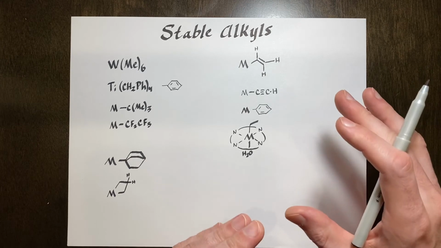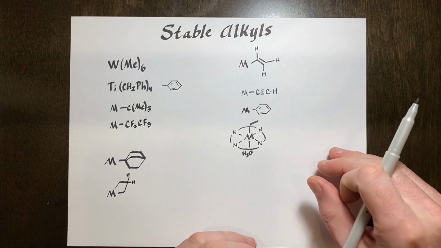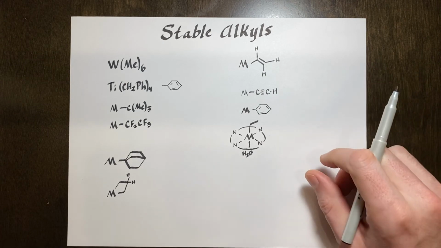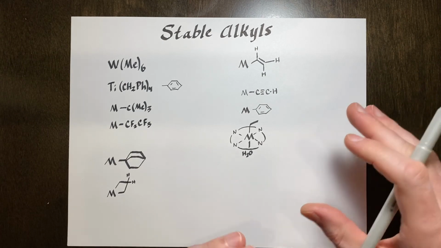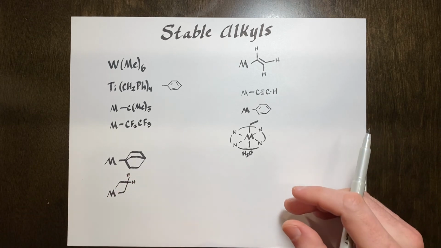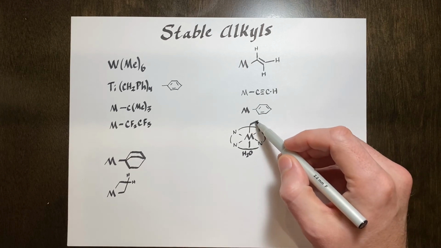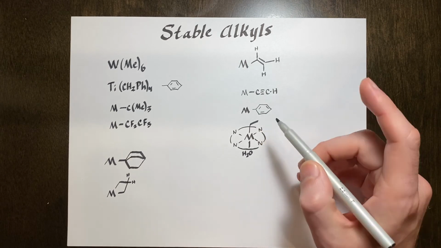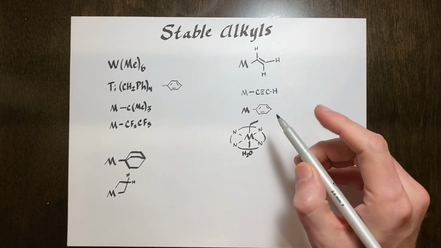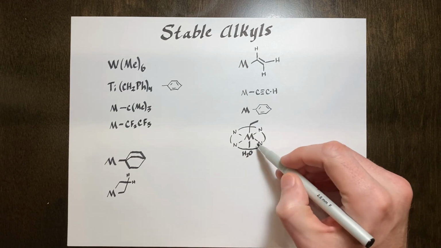Now, so far we've talked about kind of hiding away the hydrogens or eliminating the metal's access to the hydrogens. But what if we have available hydrogens? So here's an ethyl group, but we don't have any available cis open spots on the metal.